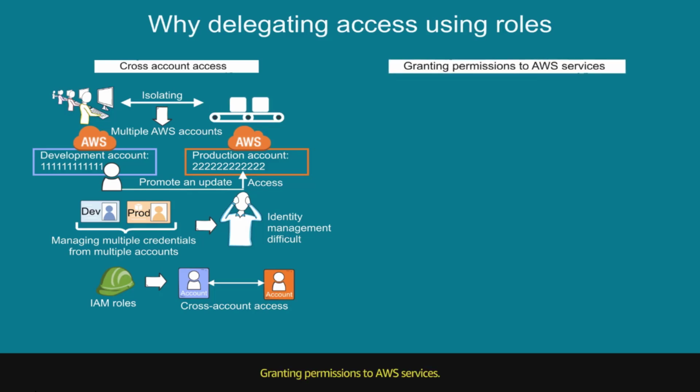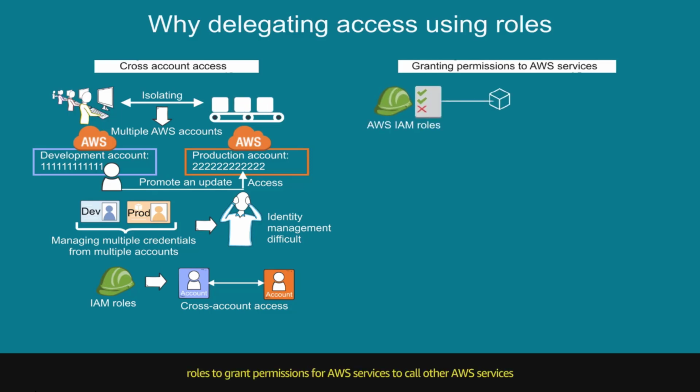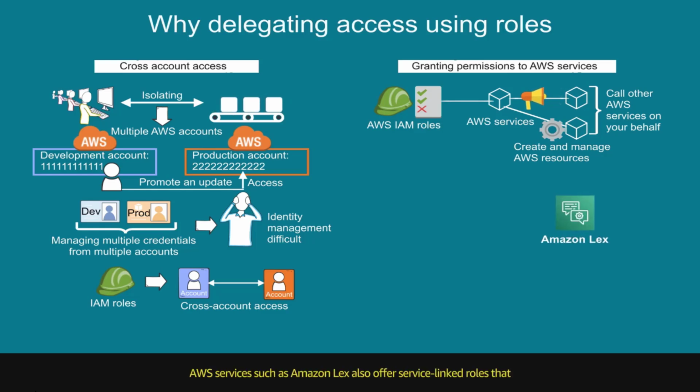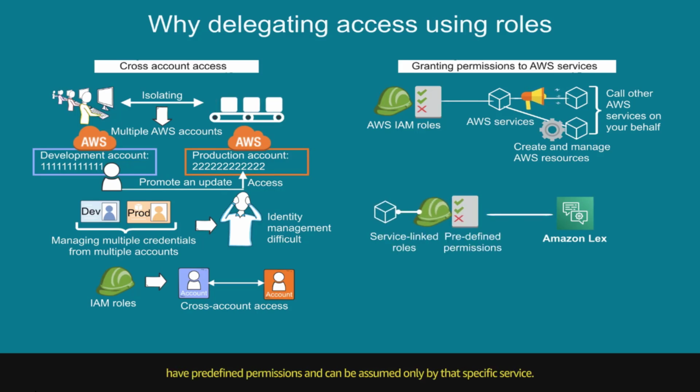Granting permissions to AWS services. You can use AWS IAM roles to grant permissions for AWS services to call other AWS services on your behalf, or create and manage AWS resources for you in your account. AWS services such as Amazon Lex also offer service-linked roles that have predefined permissions and can be assumed only by that specific service.